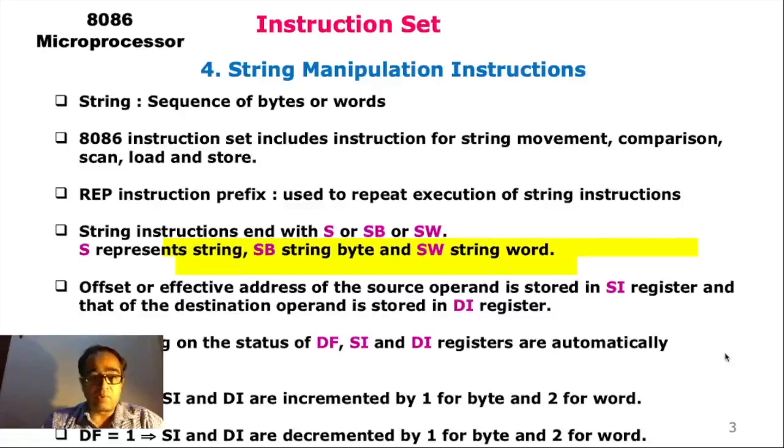And depending upon the DF, the SI and DI registers are automatically updated. So if, for example, DF is equal to 0, then SI and DI are incremented by 1 for a byte and by 2 for a word. If DF is equal to 1, SI and DI are decremented by 1 for a byte and by 2 for a word.